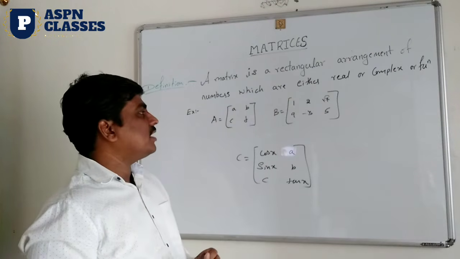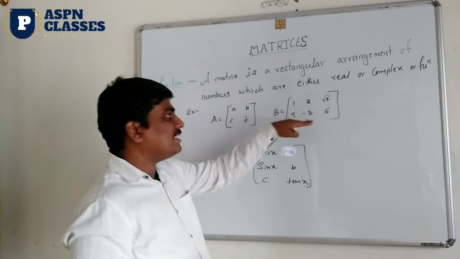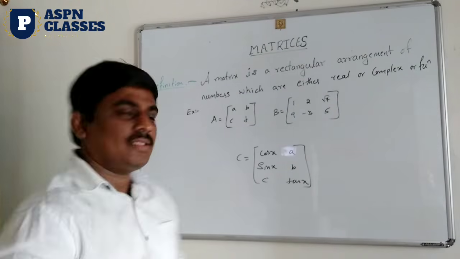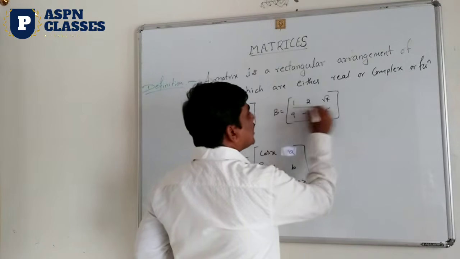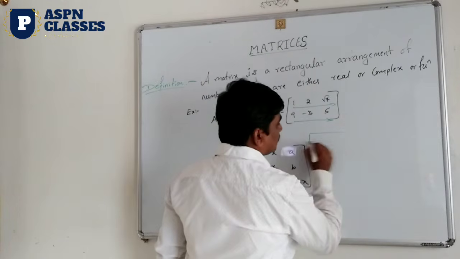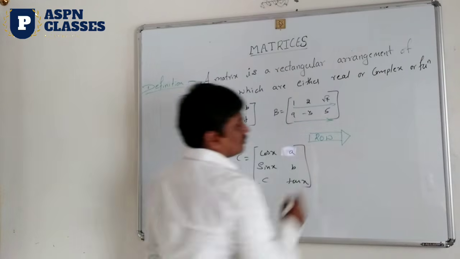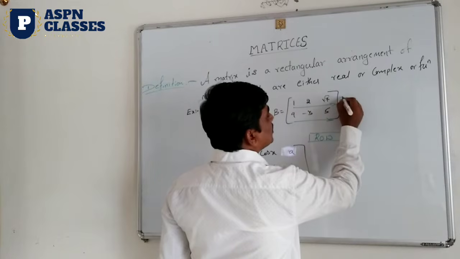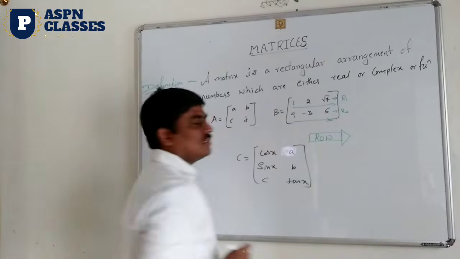Then next we have to know about row and column. What is a row and what is a column? The horizontal line elements are the rows. Horizontal line elements are the rows you can consider. So these are the rows. How many rows are there? Observe here. This is R1 and this is R2. Two rows are there in this matrix.